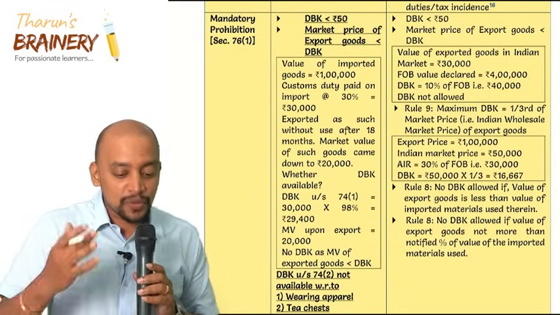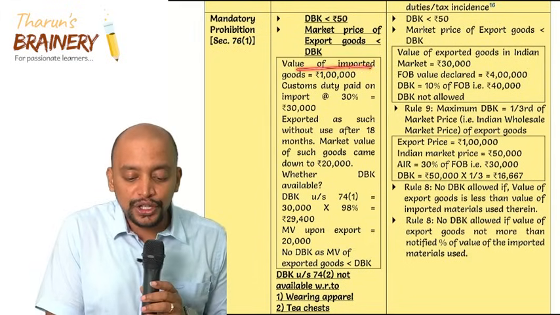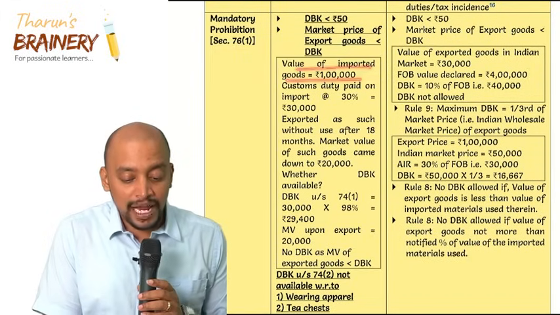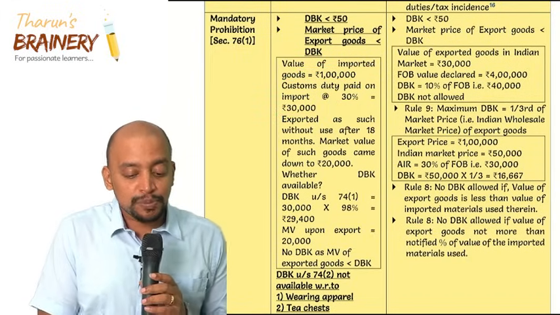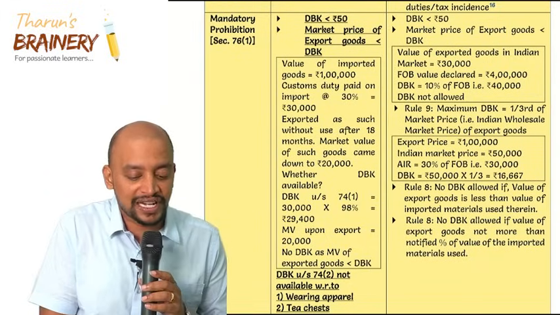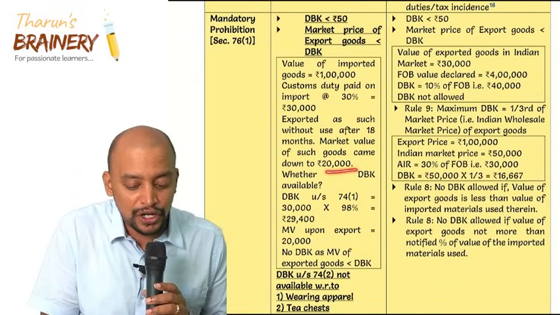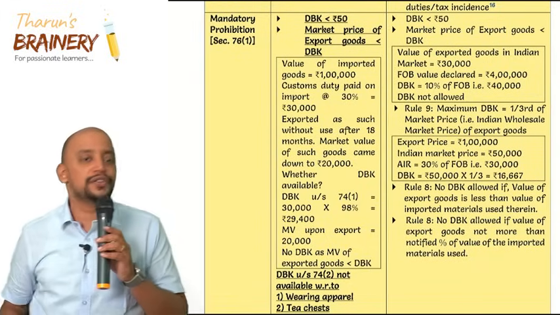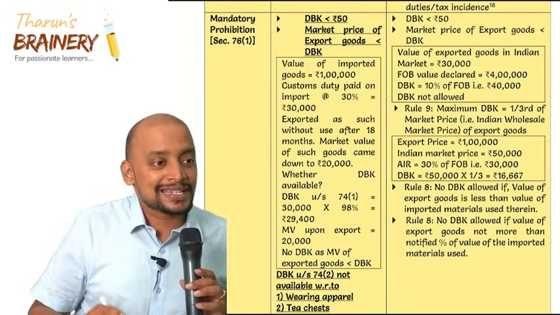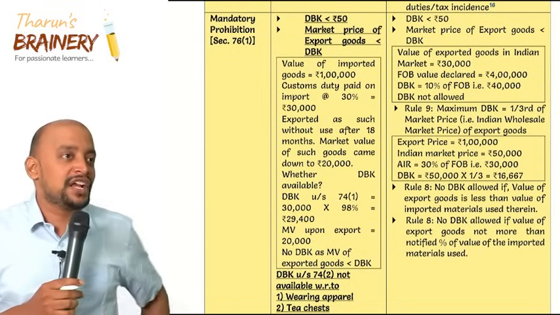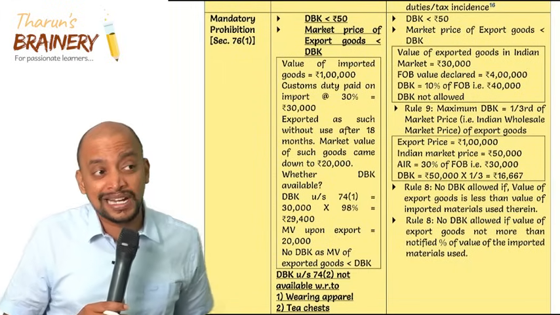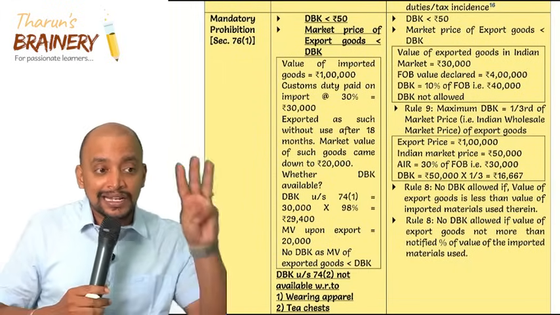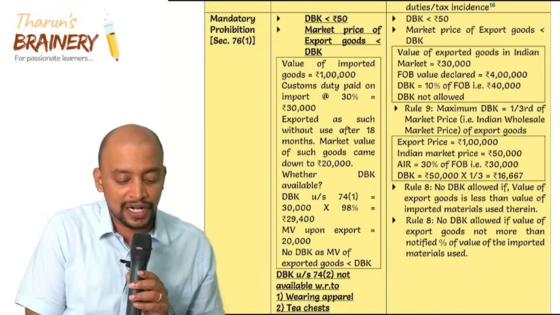Like that, here what happened? You imported the goods for 1 lakh. At the time of import, you paid a customs duty 30,000 and you exported as such without use after 18 months. But the market value of these goods came down to 20,000. You understood? Then in that case, what is the duty drawback under 74 subsection 1? 98% of customs duty paid. What is the 98% of customs duty paid? 30,000 into 98%, that is 29,400.